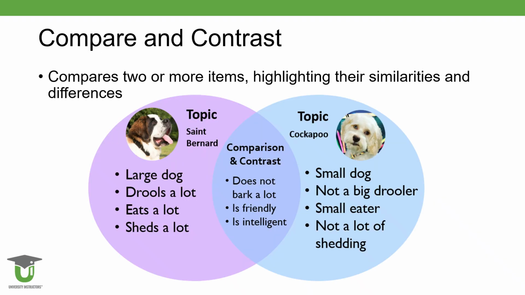The compare and contrast text structure compares two or more items, highlighting their similarities and differences. It helps the readers understand how concepts, objects, or ideas are alike and how they are different. Authors use this structure when they want to explore differences and similarities between two subjects, often in academic texts, reviews, or essays where analysis is required.